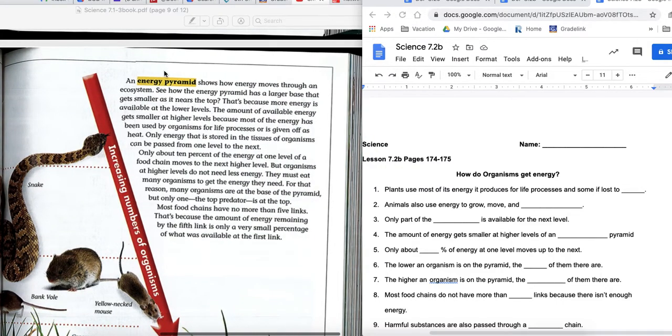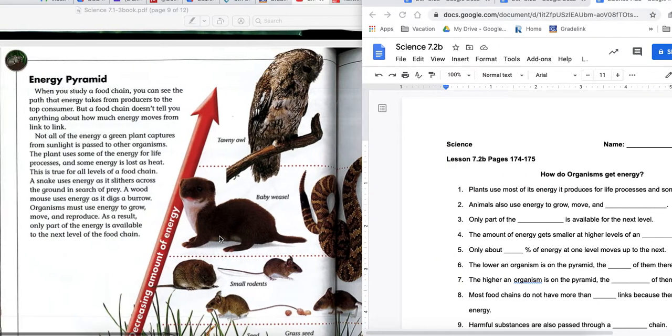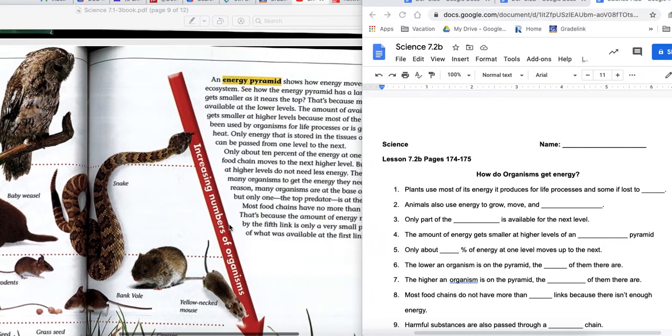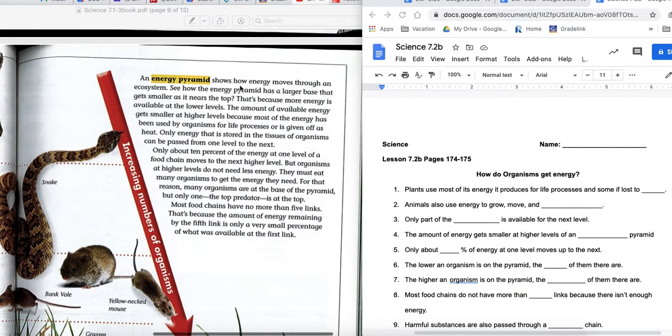An energy pyramid... I forgot to highlight number three in your notes, only part of the energy, right? Okay, cruising over here. An energy pyramid shows how energy moves through an ecosystem. See how the energy pyramid has a larger base that gets smaller as it nears the top. That's because more energy is available at the lower levels.